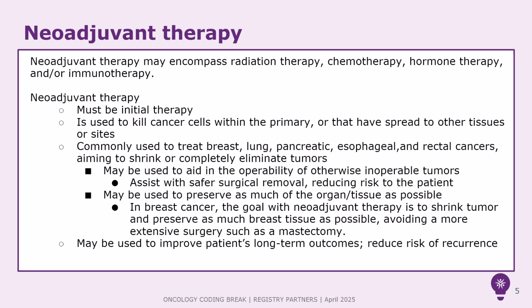It may also be used to aid in the operability of otherwise inoperable tumors, such as assisting with safer surgical removal, reducing the risk to the patient. And it may be used to preserve as much of the organ or tissue as possible. For example, in breast cancer, the goal for neoadjuvant therapy is to shrink the tumor and preserve as much breast tissue as possible, avoiding a more extensive surgery such as a mastectomy. It may also be used to improve patients' long-term outcomes and reduce the risk of recurrence.